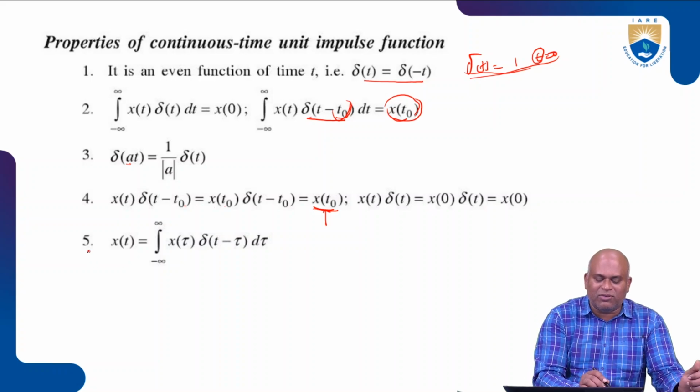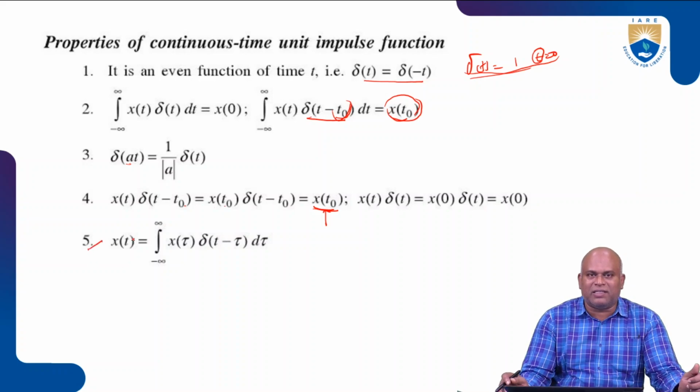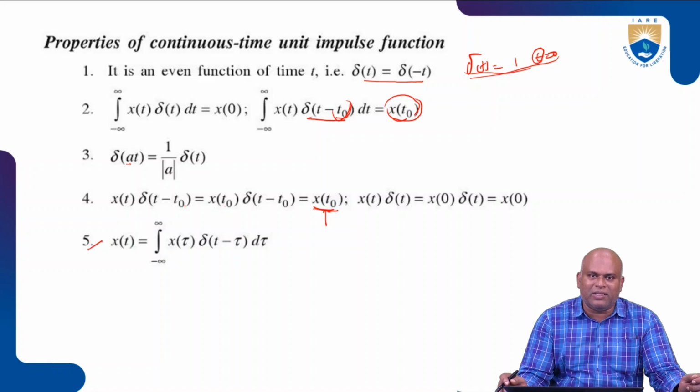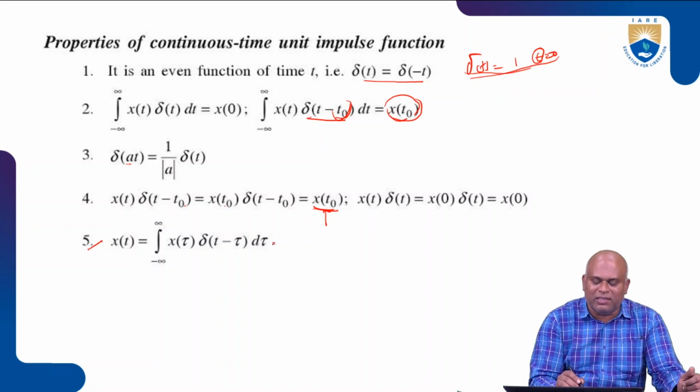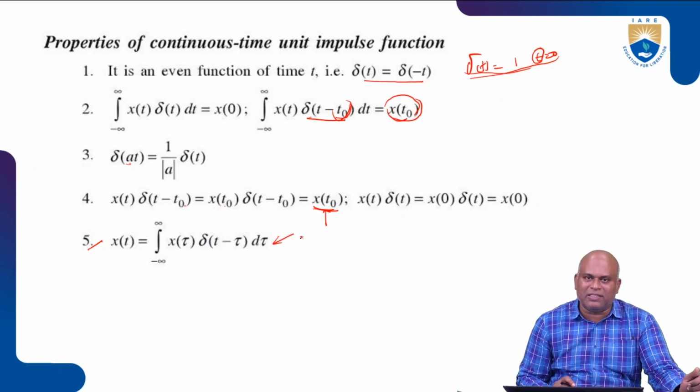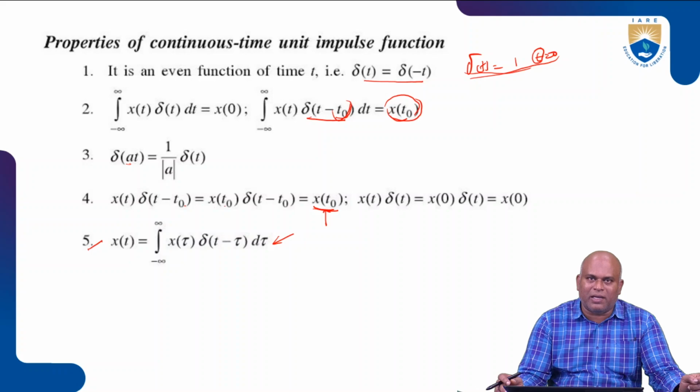Next, this also satisfies the convolution theorem. x of t is equal to the integration from minus infinity to plus infinity of x of tau delta of t minus tau d tau. This is represented as a convolution statement. This property is satisfied by the continuous time unit impulse function.